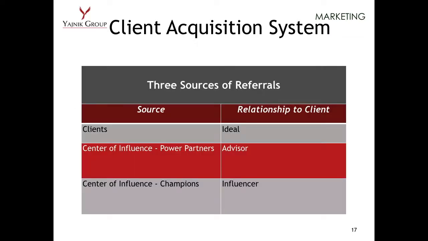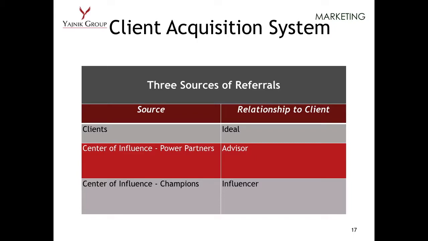The client acquisition system is based on the premise that there are really just three sources of referrals. They could be clients, they could be power partners, or they could be champions. You may have heard power partners and champions. You may have also heard the term center of influence used, and that's a much larger term that encompasses both power partners and champions, so I've just combined those there. Under source, you see three: clients, center of influence power partners, and center of influence champions.